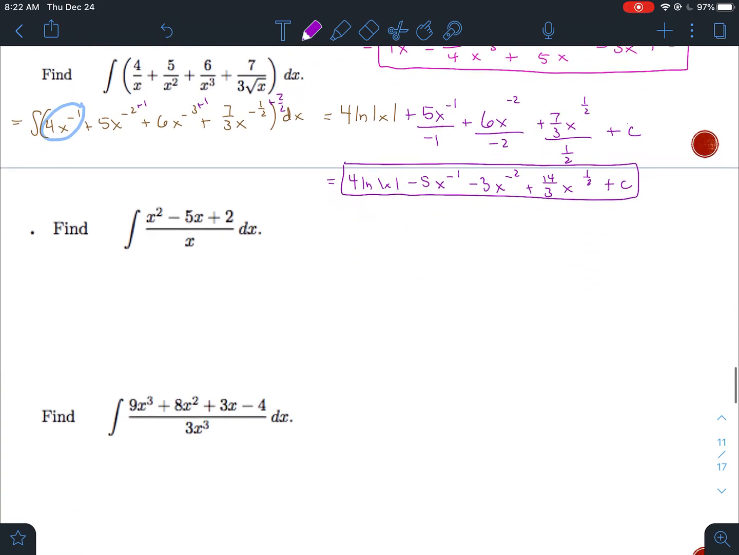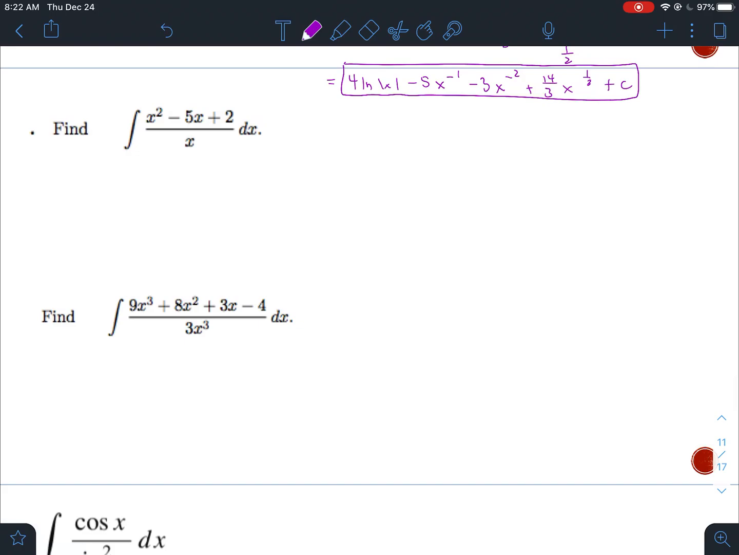All right, on ones like the following, what you're going to end up having to do is write these as 3 separate fractions, or in the one below it, 4 separate fractions first. So my denominator is a monomial, so I'm going to rewrite this to begin with. So I'm going to divide each of those terms by x. So this will be x squared over x minus 5 over x plus 2 over x dx. And then I'm going to simplify this into x minus 5 plus 2, and I'm going to write that as 2x to the -1, and then dx.